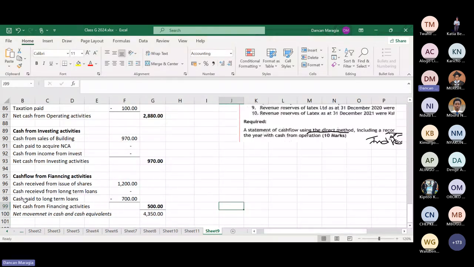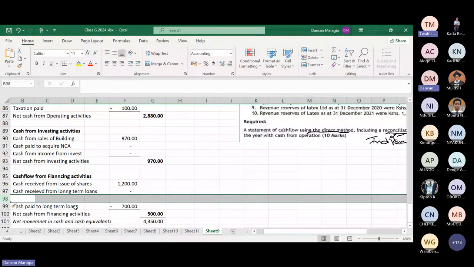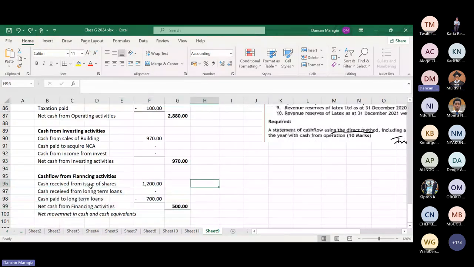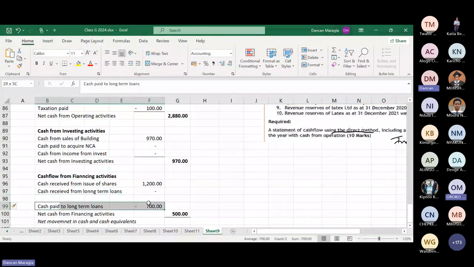Oh, before that, I've forgotten something. Can you tell me what I've forgotten? Under financing activities, there's something I've forgotten. Dividends? Yes, dividends paid. Is that under financing or investing? Dividends paid, remember, is under financing, not received. If it was dividends received, it could have been investing. It means you invested in companies, they paid you dividends.